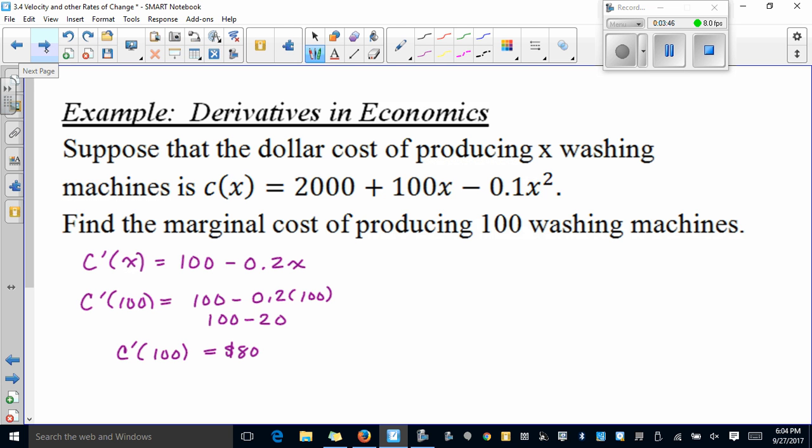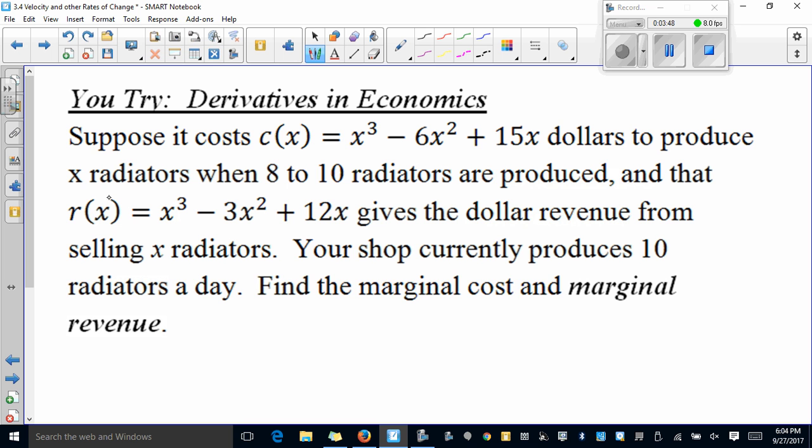So let's try another one. Suppose it costs C of x equals x cubed minus 6x squared plus 15x dollars to produce X number of radiators when you're making 8 to 10 radiators, and that your revenue function is this, which gives the dollar revenue from selling those radiators. Your shop currently produces 10 radiators a day. Find the marginal cost and the marginal revenue.